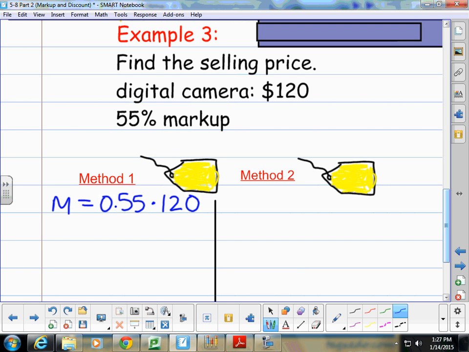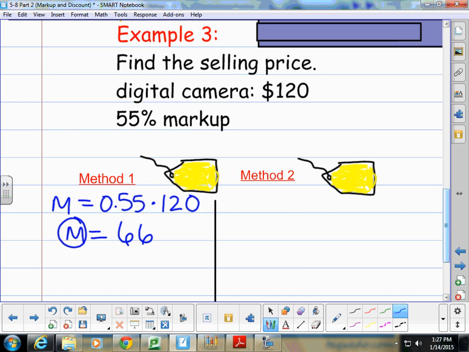When I multiply that, I believe I get 66. Let me double check if I'm right here. Yes, 66. So that's the markup, remember.